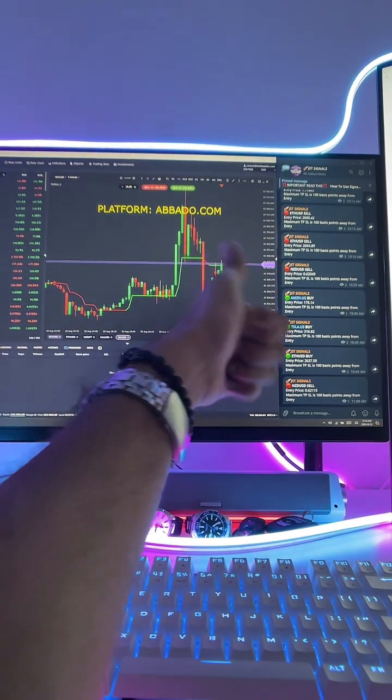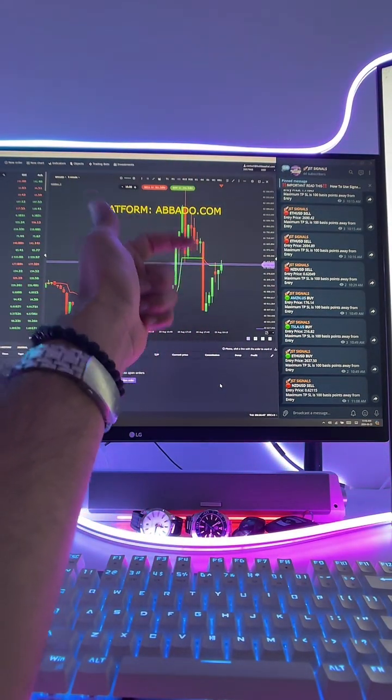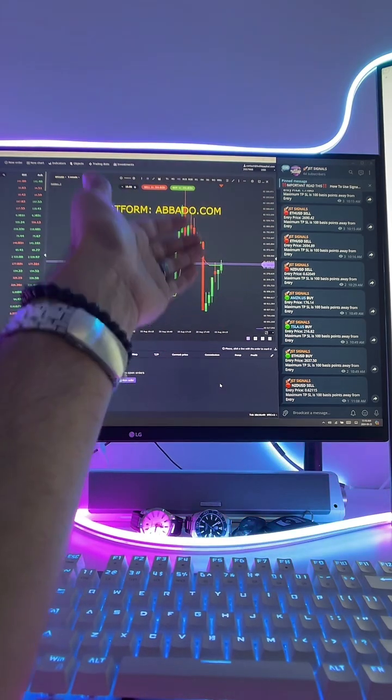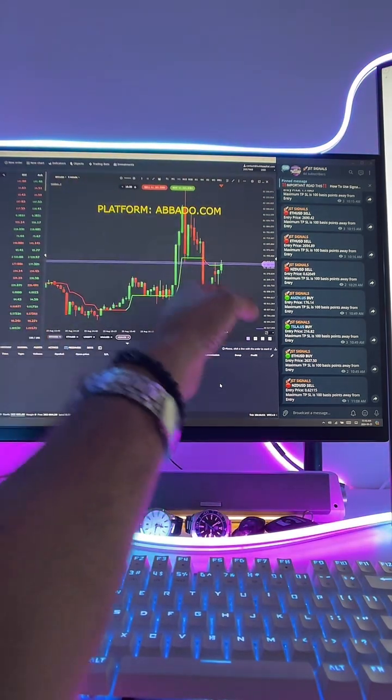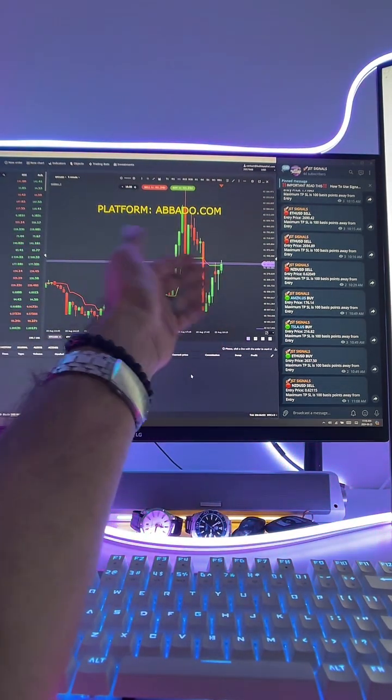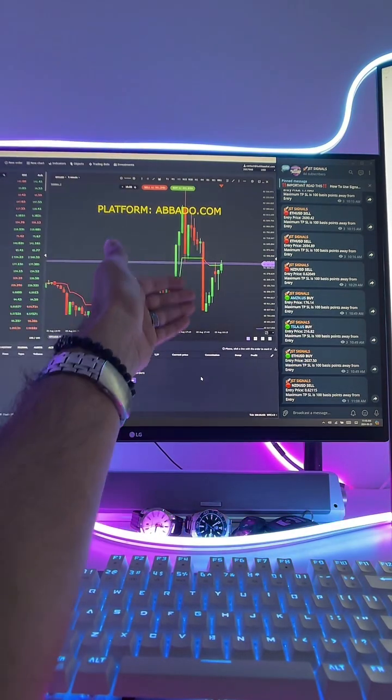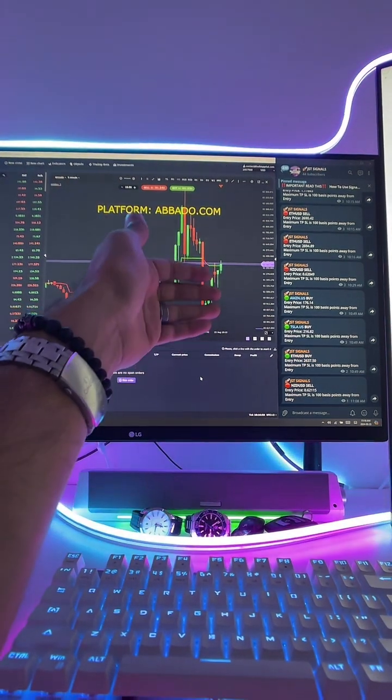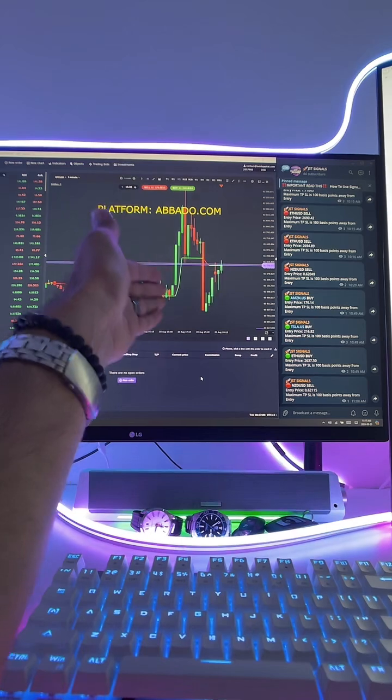I always say never send me any money, never buy anything from me, never buy any bot from me, because the whole point of me coming here is that you can clearly see I made over $2,000 in front of you guys. How long has it been? I think it's been just around 15 to 20 minutes.